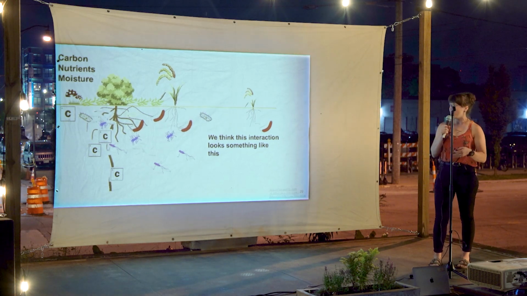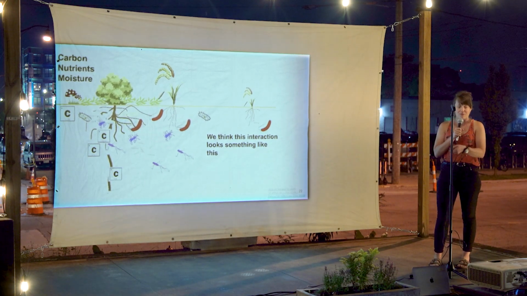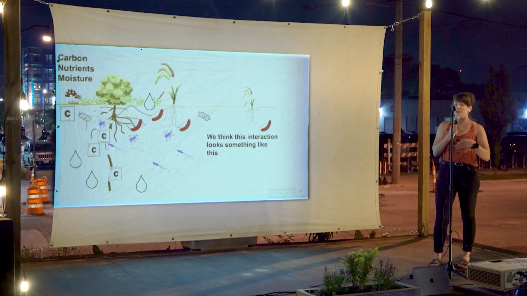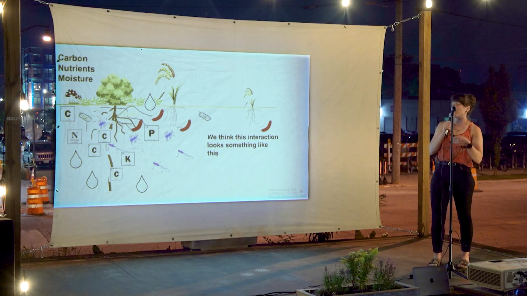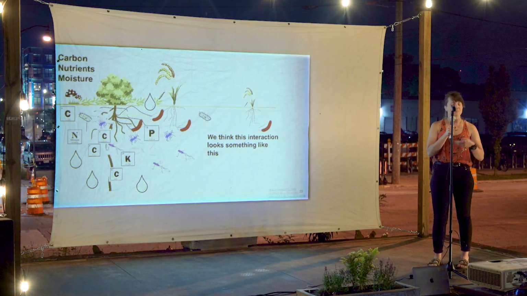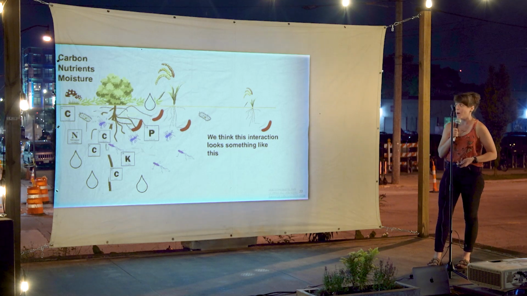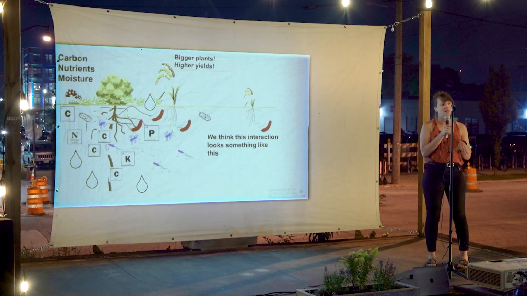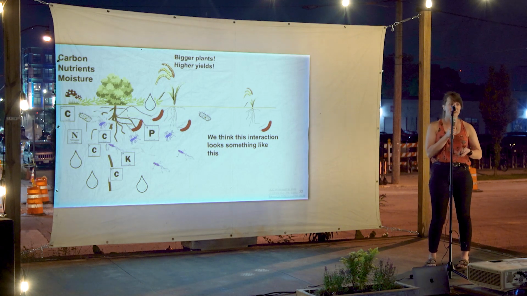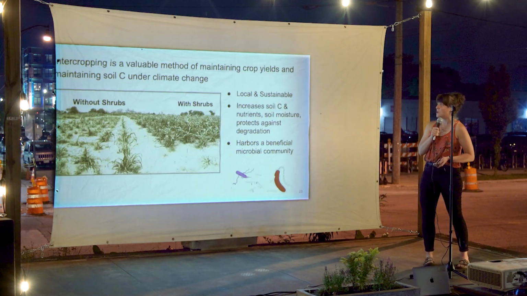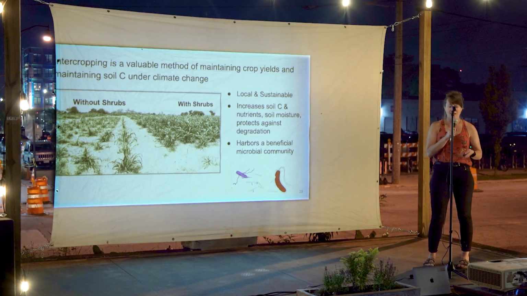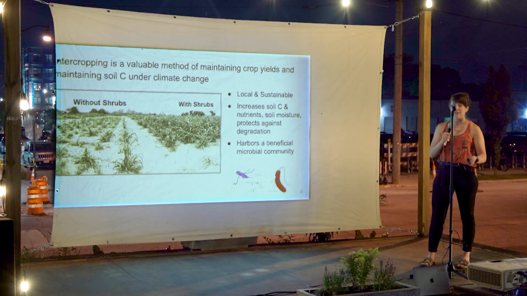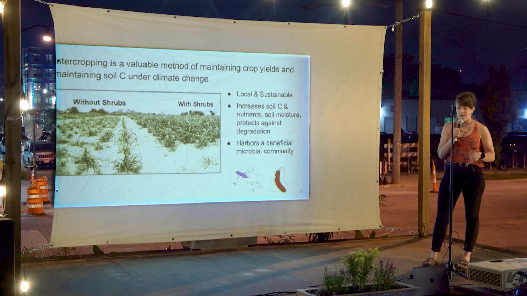We have all this carbon that's being stored under these shrubs through the various properties we talked about. We have excess moisture because we have more carbon and more aggregation, and we have more nutrients because of the increase in carbon and the increase in aggregation. So overall, this means more carbon is stored in these soils, and it also makes for bigger plants and higher crop productivity. So intercropping is a valuable method of maintaining crop yields and maintaining soil storage and preventing soil degradation under climate change. It's great because it's local and sustainable, and it has a lot of benefits.